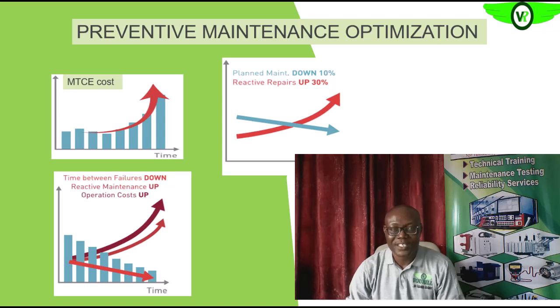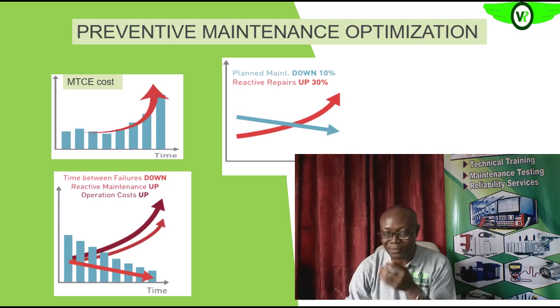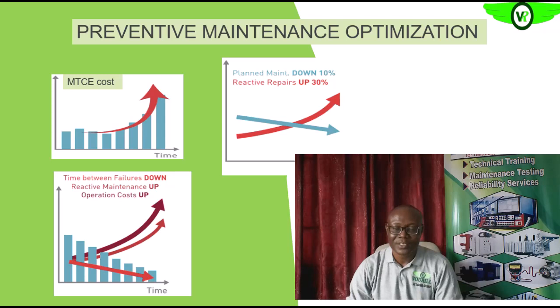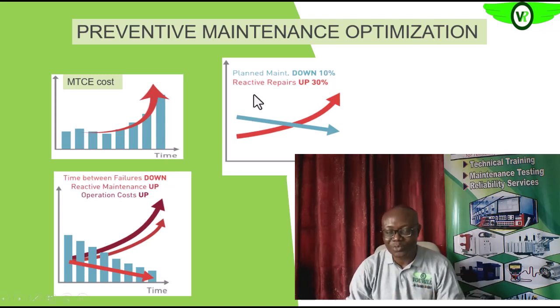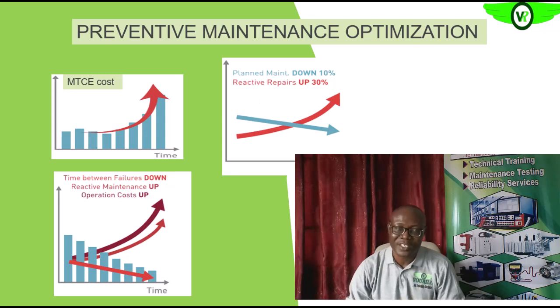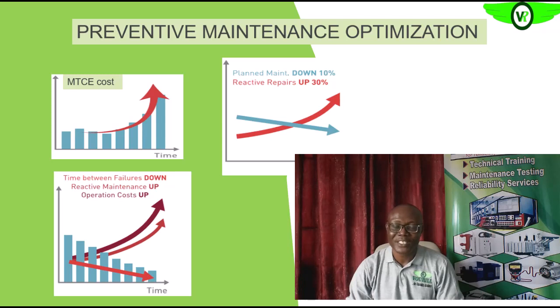remember the world benchmark is 10% and below on the planned maintenance program. If it is going up more than 20, 30, then we should review. Of course, 50, 60 is a no-no. That is a clear evidence that our maintenance program is not optimized at all.